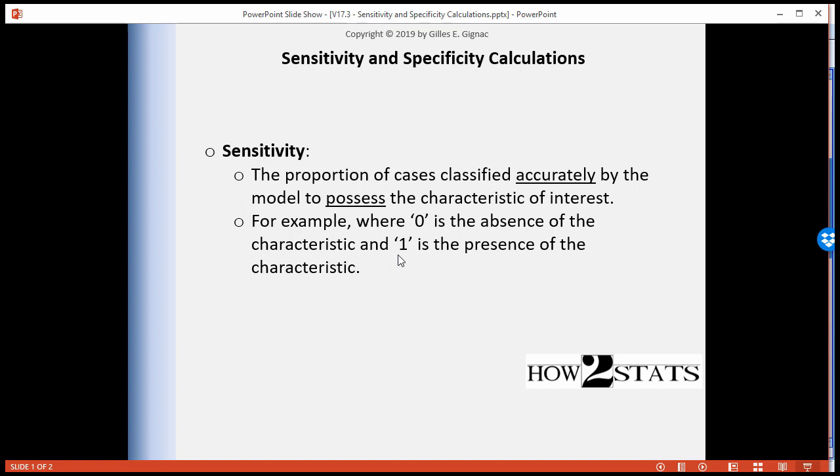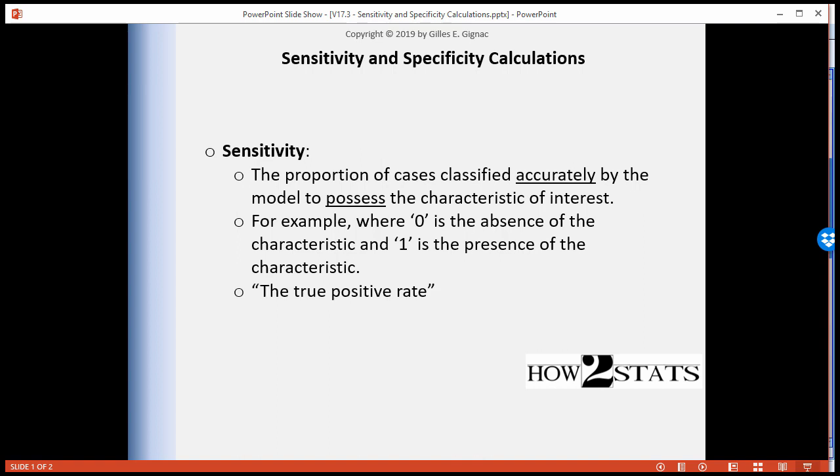So for example, the data might be coded 0 and 1 in a dichotomous dependent variable. In this example, 0 was not dyslexic and 1 was dyslexic. The key thing, though, is that the number 1 is known to me, the researcher, to possess the characteristic of interest. It's also known as the true positive rate.